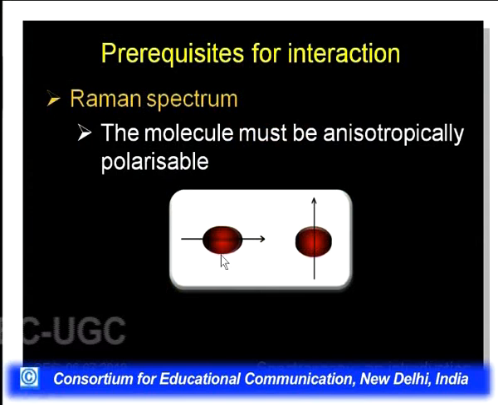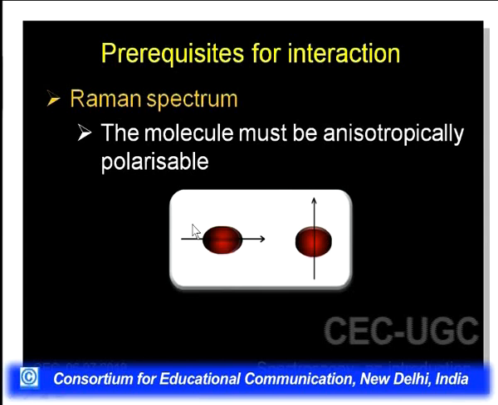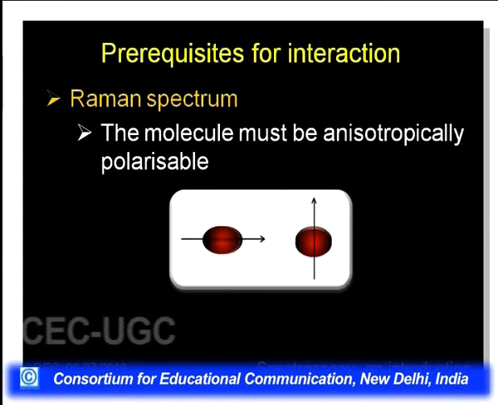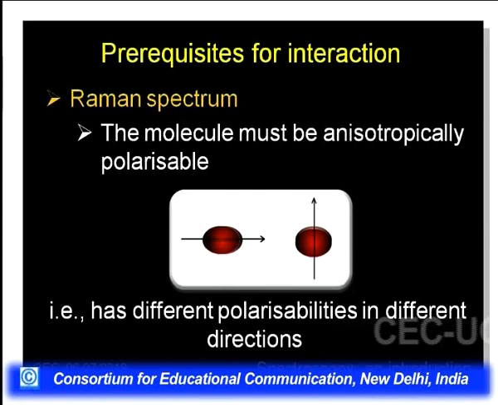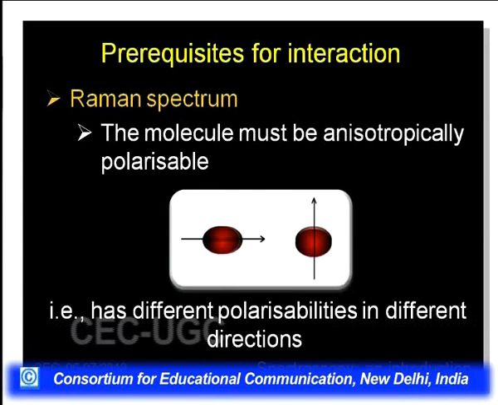If I try to apply a field, say this is a hydrogen molecule here, if I apply a field like this, there is a certain kind of polarizability there. Or if I apply a field like this, we have a different polarizability. That means the molecule can polarize to different extents. If that happens, then this molecule will show a Raman spectrum. So that is the meaning of prerequisites there.